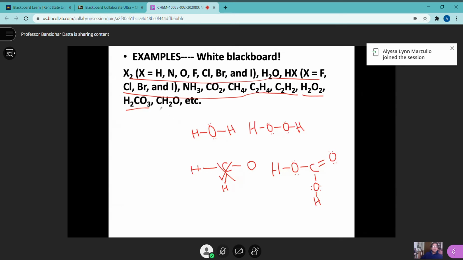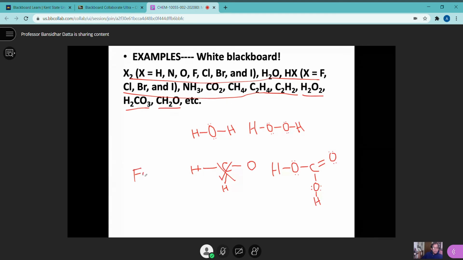Likewise, you can do this one. This is called formaldehyde, by the way. This is called formaldehyde.